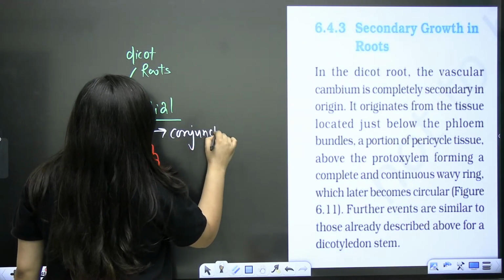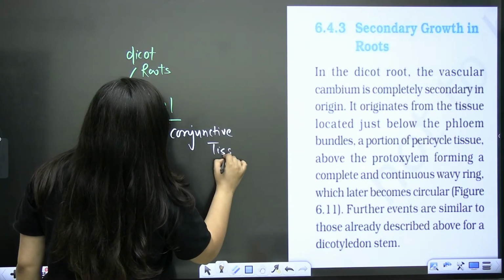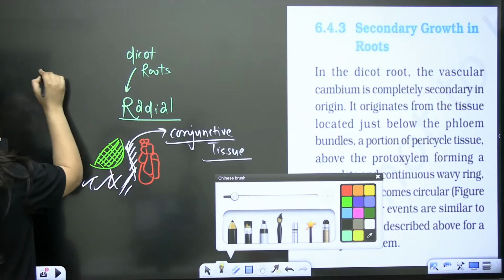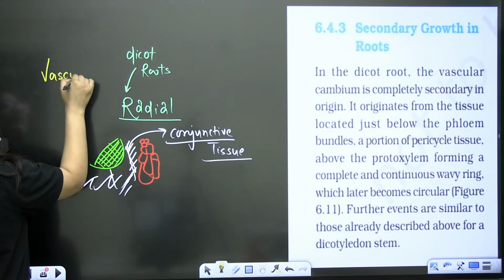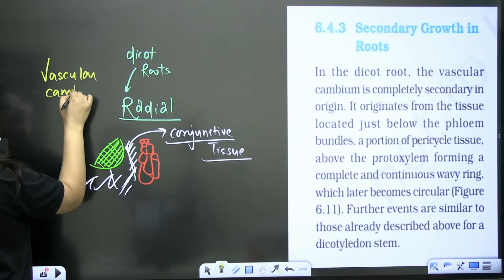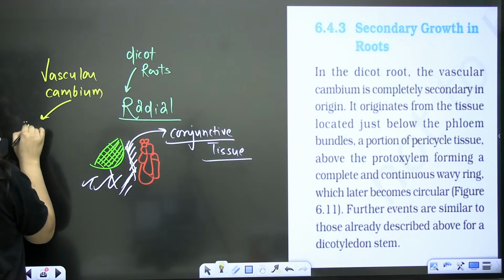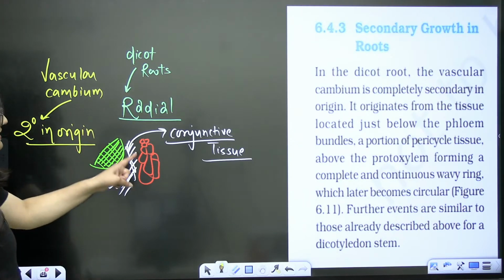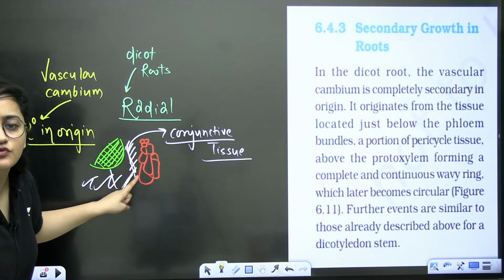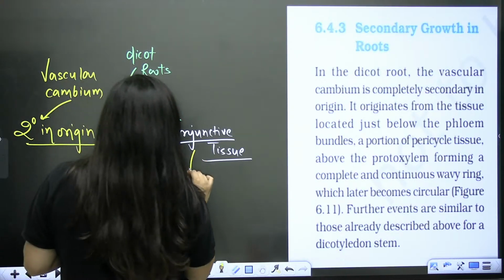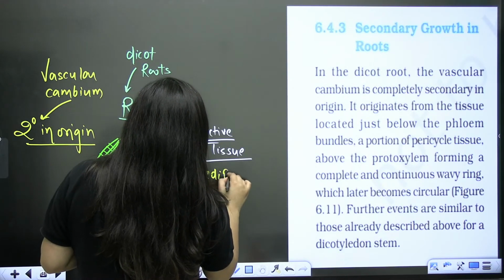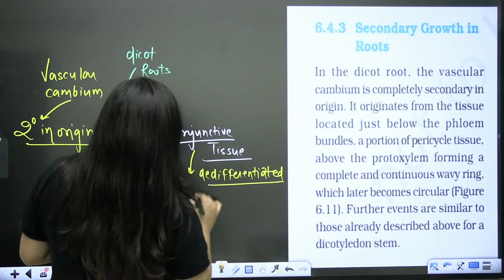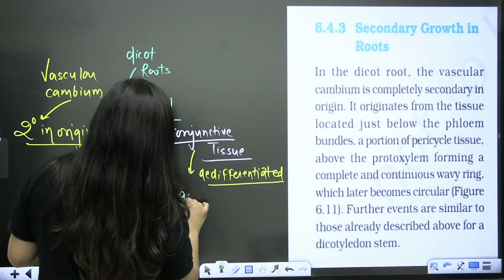In the case of secondary growth, especially in the dicot root, the vascular cambium is completely secondary in origin. And you can see here that this conjunctive tissue, these parenchymatous cells, will be de-differentiated. They will become actively dividing.